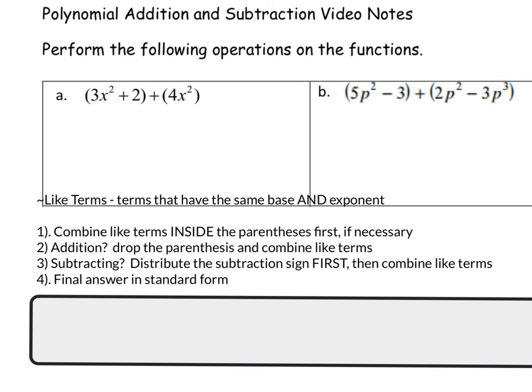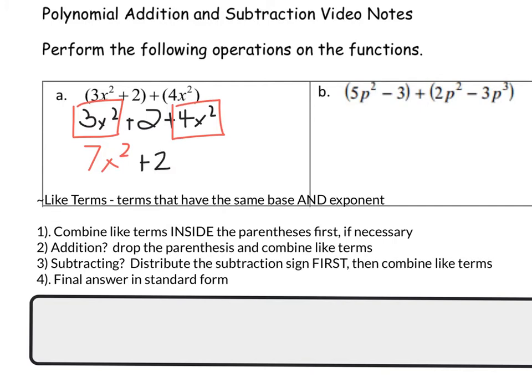Letter A is just addition, so we can just go ahead and drop those parentheses, and when we do that we just get 3x squared plus 2 plus 4x squared. So when we're combining like terms, 3x squared and 4x squared are like terms. That's 7x squared, and then just bring down the plus 2. That's it. Can't do anything else, so that is our final answer.